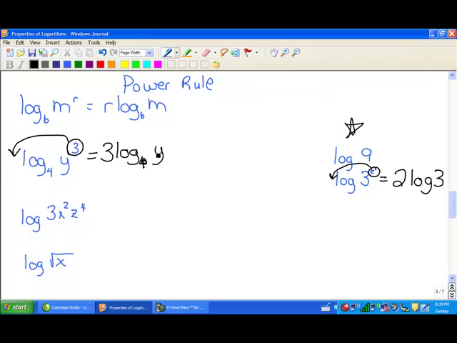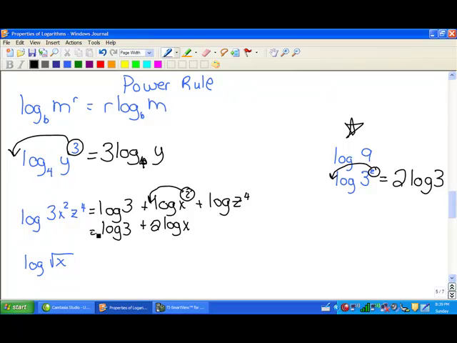of y. Or if we look at log of 3x squared z to the 4th, I'm going to use my product property first and say that I'm going to have the log of 3 plus the log of x squared plus the log of z to the 4th. Now I'll apply the power rule, and instead of the x squared, change that into 2 times the log of x. The log of 3, of course, would stay the same. And if we have the log of z to the 4th, I'm going to use the power rule on that individual part and have 4 times the log of z.